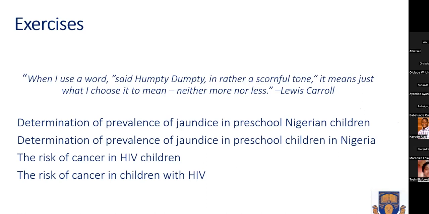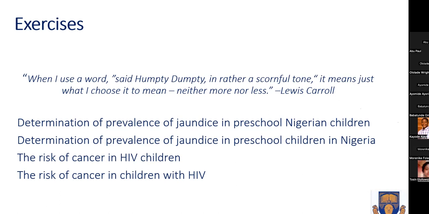Let's look at title 1. Determining the prevalence of jaundice in preschool Nigerian children. I see this kind of thing very often. So this person's objective is to determine the prevalence of jaundice in preschool Nigerian children. And then in the methodology, this person does not ask about country of origin. So how do you determine that the child you recruited was a Nigerian when you did not determine the country of origin in your methodology?